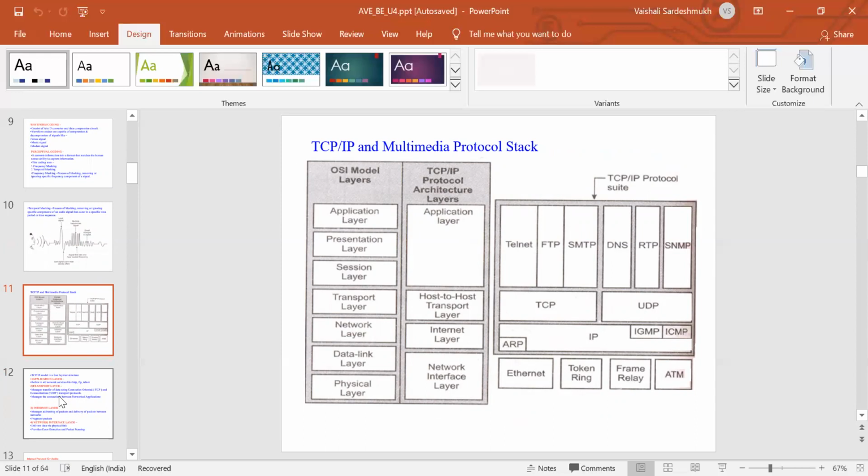As compared to the OSI model, that is the open systems interconnection model, the TCP/IP model consists of 4 layers, starting with the network interface layer, then internet layer, host to host transport layer, and application layer. The TCP/IP protocol suite consists of Telnet, FTP, SMTP, DNS, RTP, and SNMP, or it is also called TCP/UDP.